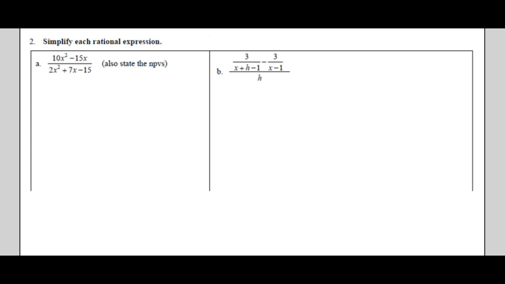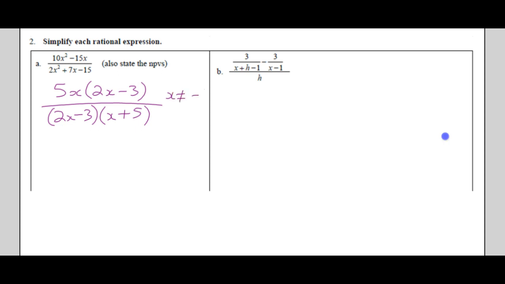Okay, well, that's easy, right? I mean, you've been through 20 and 30. So I'm going to pause this, and you can do that. Okay, so factor numerator, factor denominator, state non-permissible values. So -5, and what's the other one? 3/2. Okay. Yeah, there we go, right?